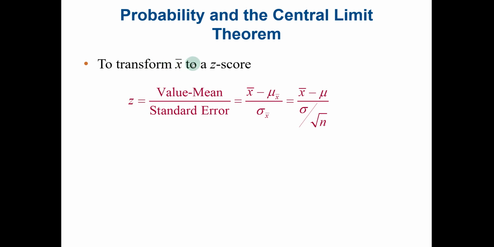In this case, you normally have an X score, but you have an X bar score because you are looking at the distribution of sample means. So in your equation, you will be using the sample mean here. You will be using the population mean, which is identical to the mean of that distribution. And you will be using the standard error. So this is how your equation will look. This is your equation to convert to the z-score.